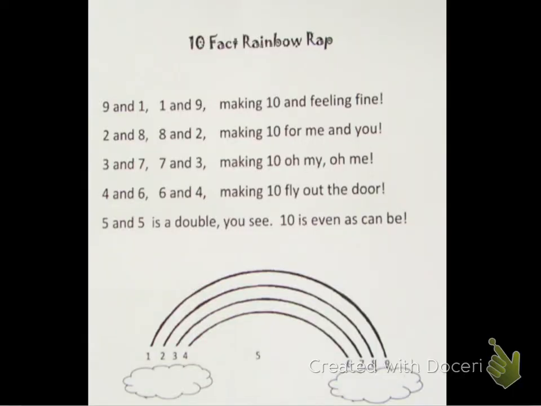Let's sing our Making 10 song to where we can remember our 10 facts. Now remember, they're missing one right here. They're missing the 10 and 0. So let's sing it together. Sing with me and do the hand motions, okay?